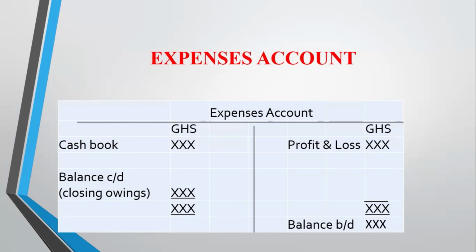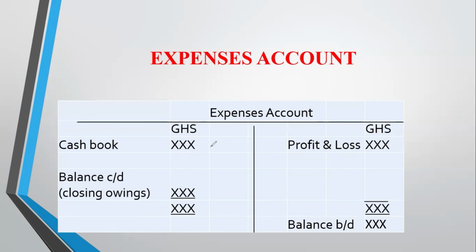So let's move to how the expense account will look. Anytime there is an expense and you need to make an adjustment for it, this is how the expense account will look. So you open your T account nicely for the expense, then the amount that was paid for. Let's assume the amount paid was 800. That is the cash book. So you credit your cash book and you debit your expenses account. So that is what you are seeing over here.